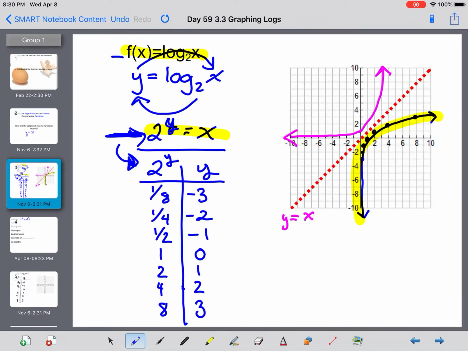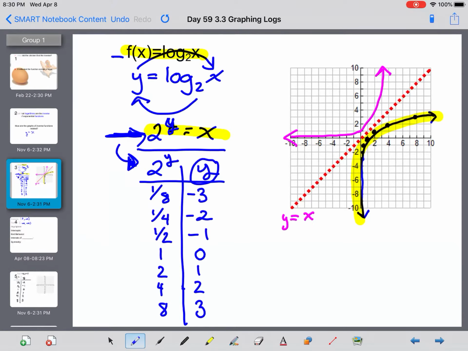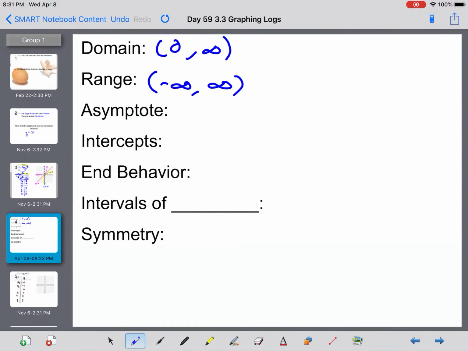My range, however, since my y value is my exponent, I can pick anything that I want for an exponent. So my range is going to be from -infinity to infinity. My asymptote here, since it is a vertical asymptote, I'll go ahead and sketch that in here. This is my vertical asymptote where every x value is equal to 0.